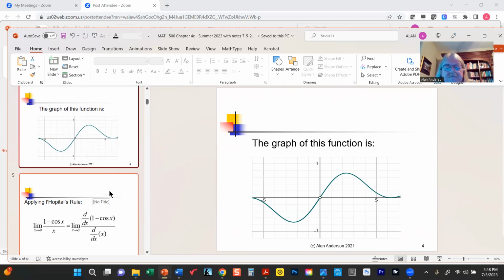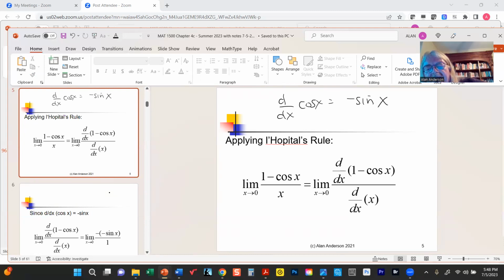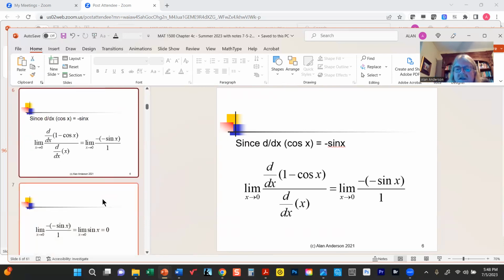Well, we're going to do L'Hopital's rule. So this limit could be rewritten as the limit of the derivative of 1 minus cosine x over the derivative of x. And of course, don't forget, the derivative of cosine x is negative sine x. So here we have 1 minus cosine x, so what we're going to end up with is 0 minus negative sine x, or just sine x. The denominator is just 1, of course.